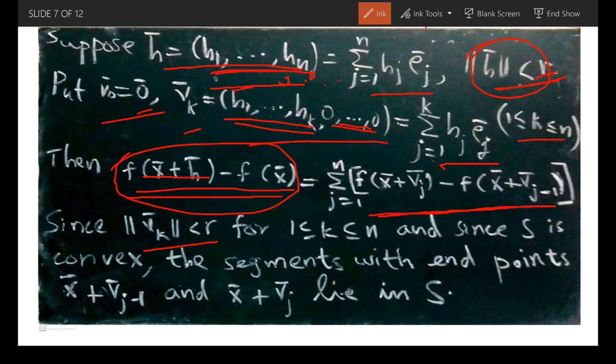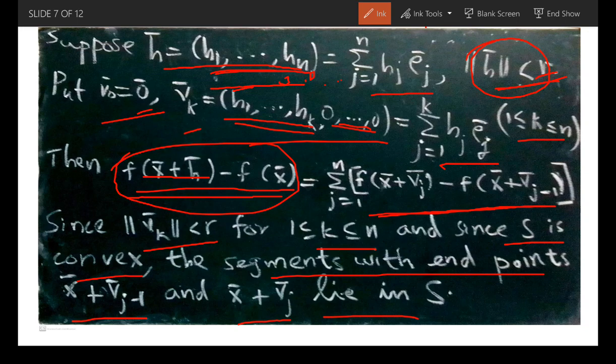Norm of Vk is less than r for 1 less than or equal to k less than or equal to n, and since S is convex. Why is S convex? Because S was a ball centered at x. All the balls are convex. The segments with endpoints x plus Vj minus 1 and x plus Vj lie in S.